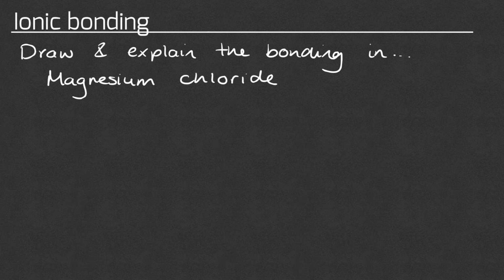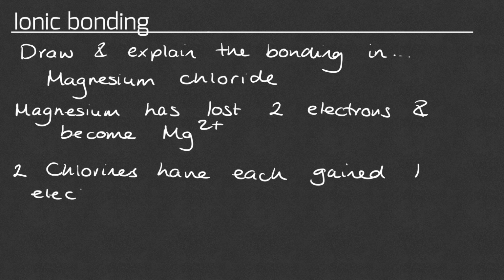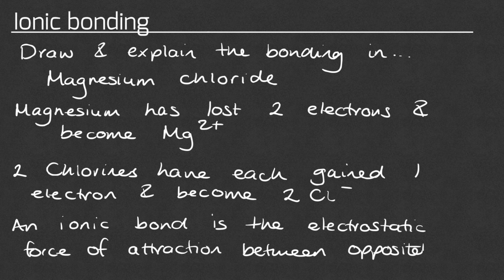As before, we'll need to write the sentences for each. So magnesium has lost 2 electrons and become Mg2+. Two chlorines have each gained 1 electron and become 2 lots of Cl-. And an ionic bond is the electrostatic force of attraction between oppositely charged ions.